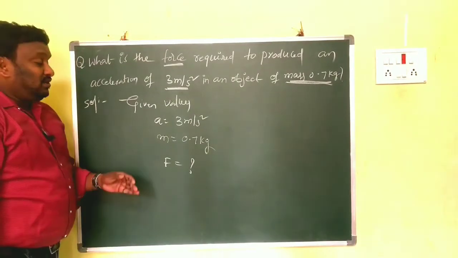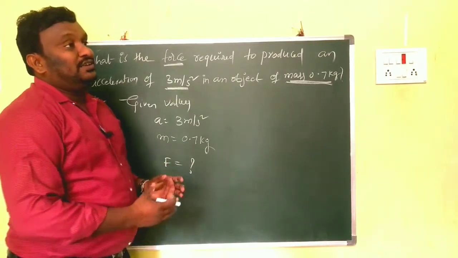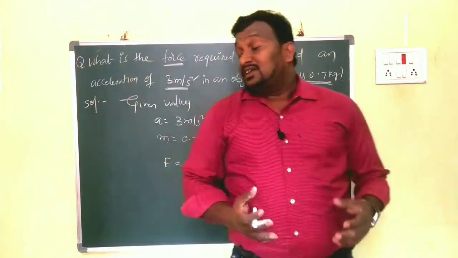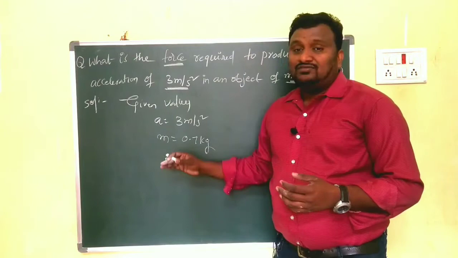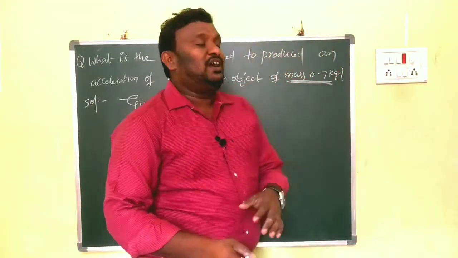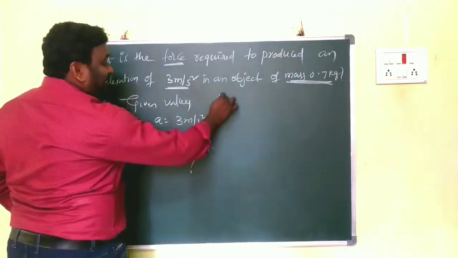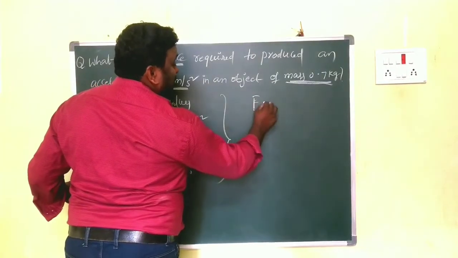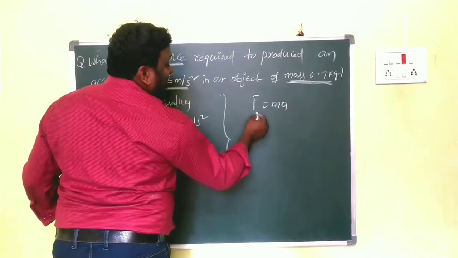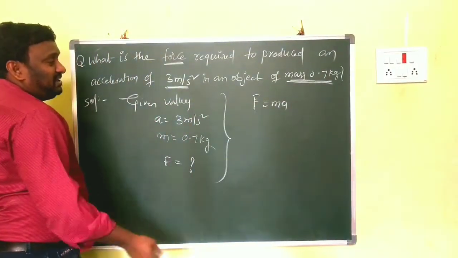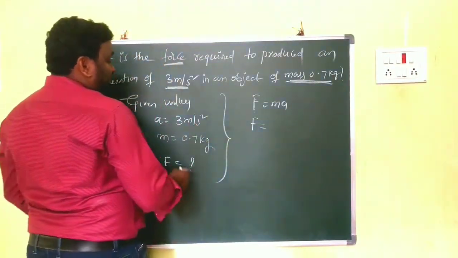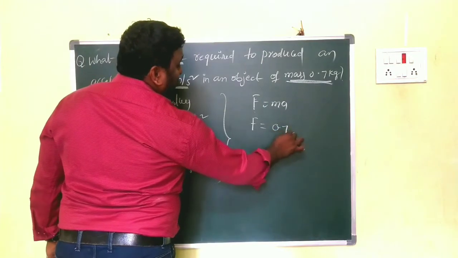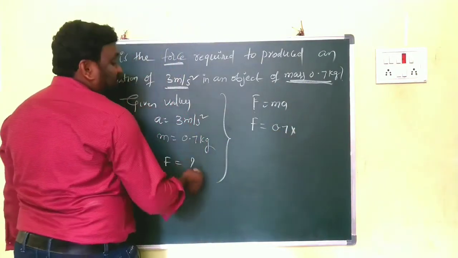So tell me, what is the relation between F, m, a? The relation between these three, acceleration, mass and force, is Newton's second law of motion. We know that F is equal to m a. Very simple. Now we have to find F, and the mass is how much again? 0.7. 0.7 into a, which is 3.